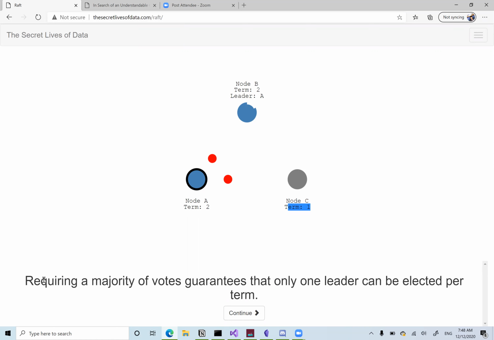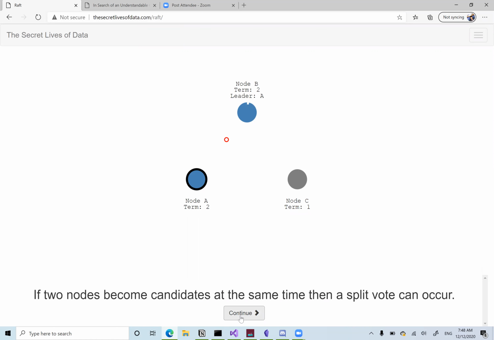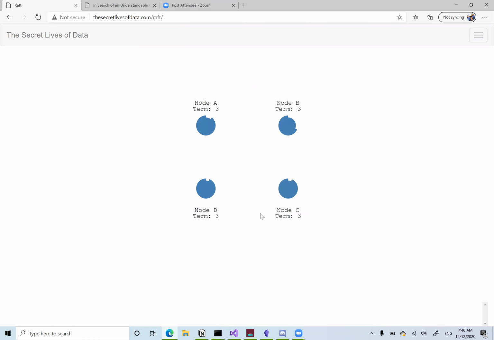So requiring a majority of votes guarantees that only one leader can be elected per term, right? If two nodes become candidates at the same time, then a split vote can occur. Let's look at the split vote example.